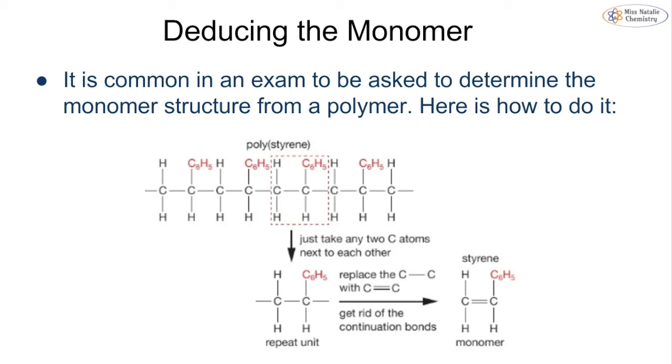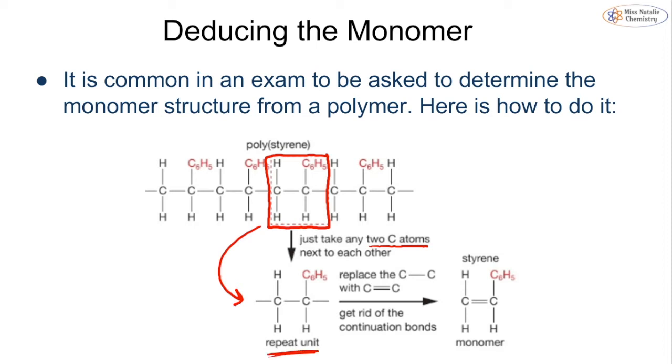So this is polystyrene. Now, you've probably heard of it, but you've never seen this structure. But that does not matter. You can still work out the monomer from this. All you have to do is take any 2 carbon atoms that are next to each other. So you can see that we have these 2 here, and we're going to remove them from the structure. So when we remove them from the structure, we get this, which is our repeat unit.